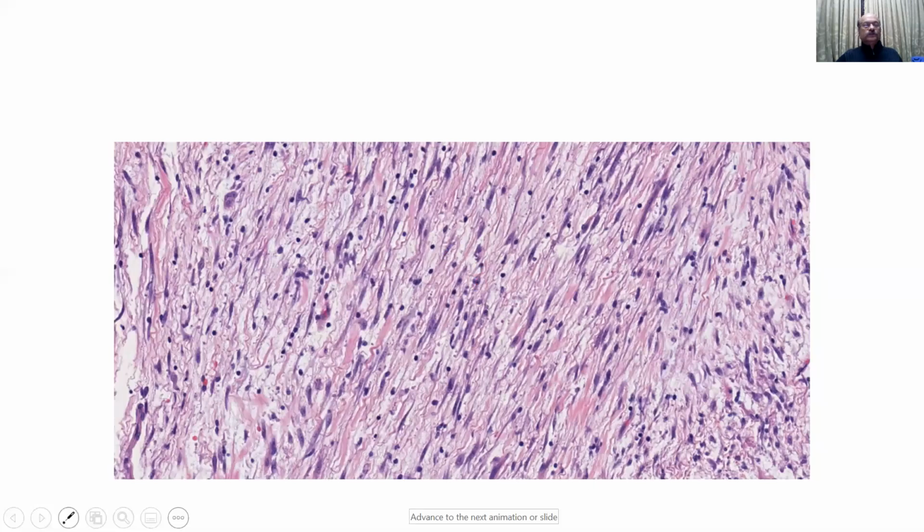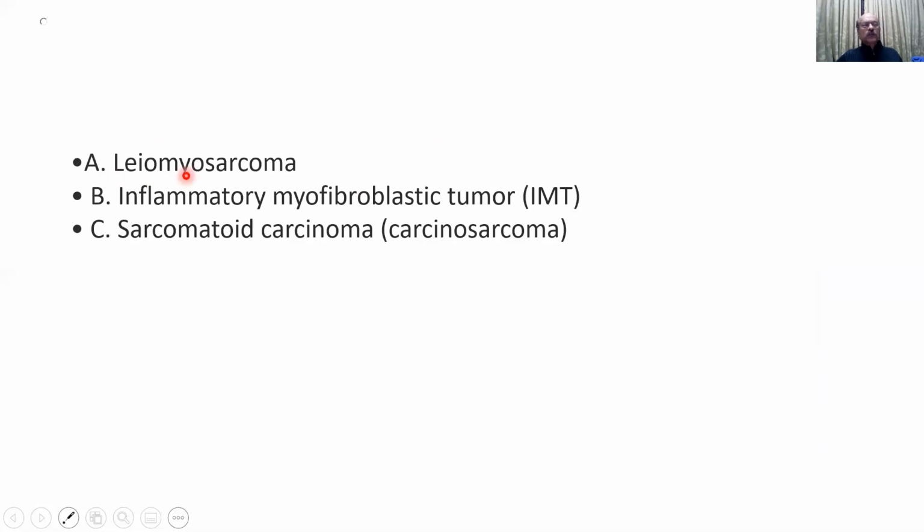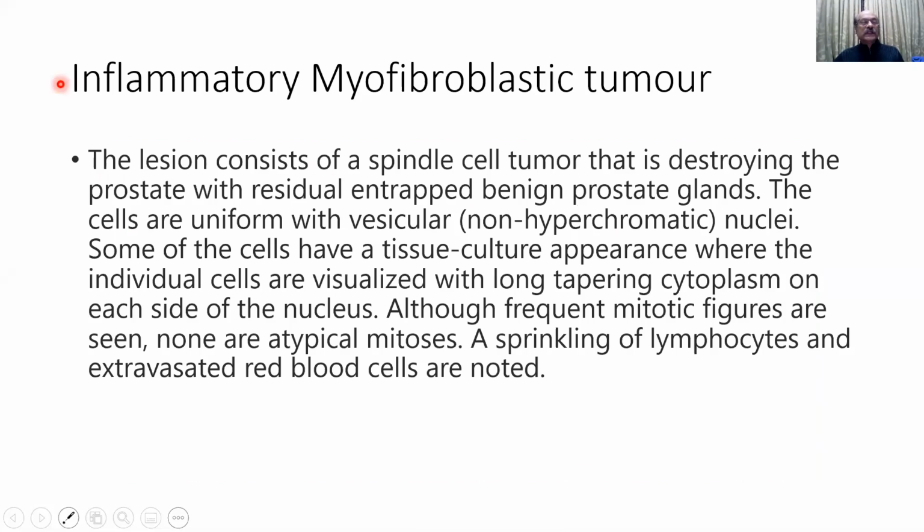So here our choices are leiomyosarcoma, inflammatory myofibroblastic tumor, sarcomatoid carcinoma or carcinosarcoma. So these are actually the differential diagnosis of this case. Now let's see the diagnosis: inflammatory myofibroblastic tumor.